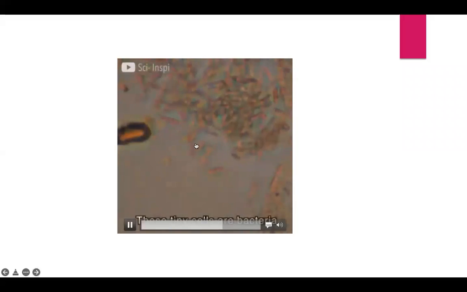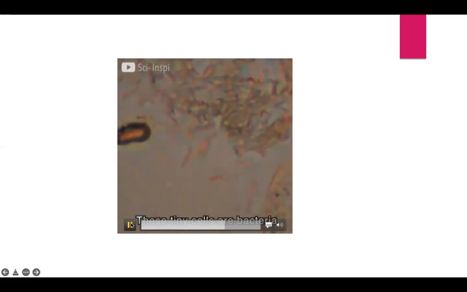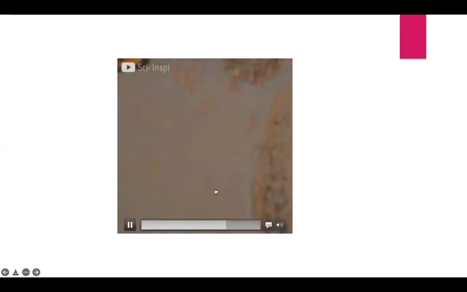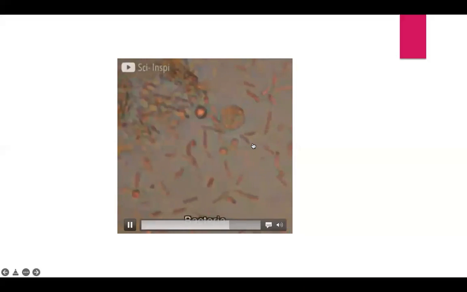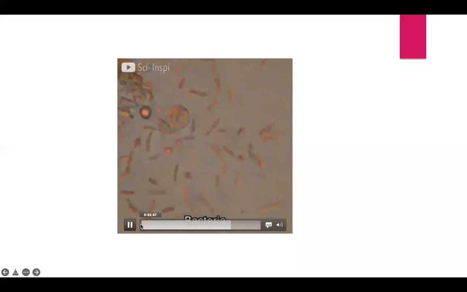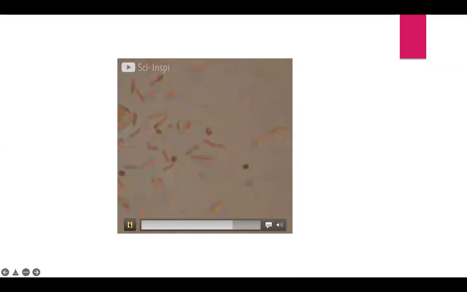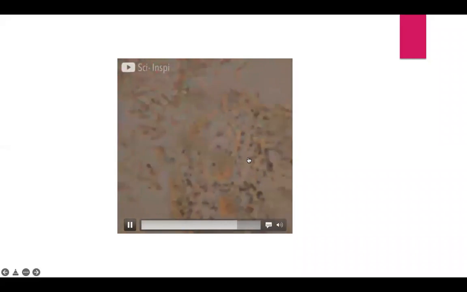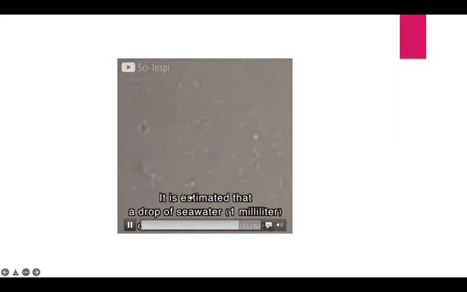Here you can see bacteria. Bacteria are this small, smaller than other organisms. And the shape of bacteria is also there. But this cell is a bit larger. The other cell. These are bacteria, all bacteria. Looks like worms, right? But here see this large cell. That is not bacteria. It's a protozoa.